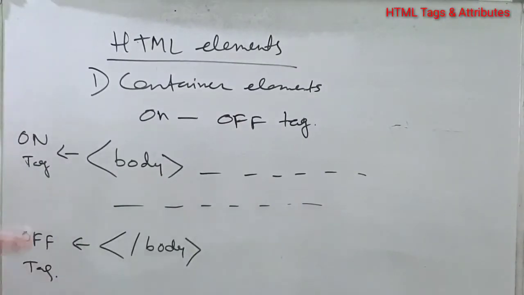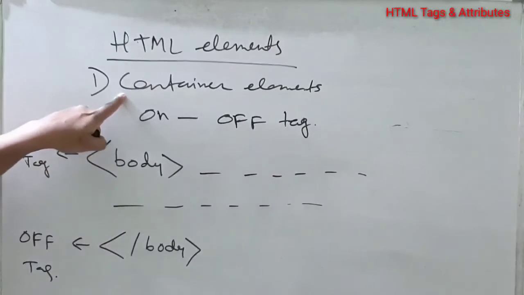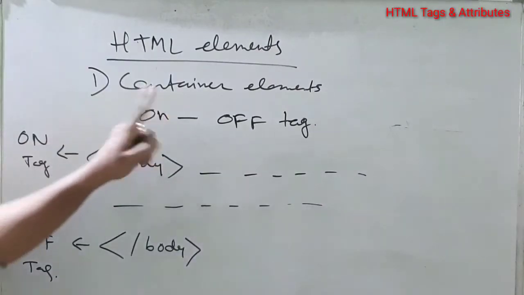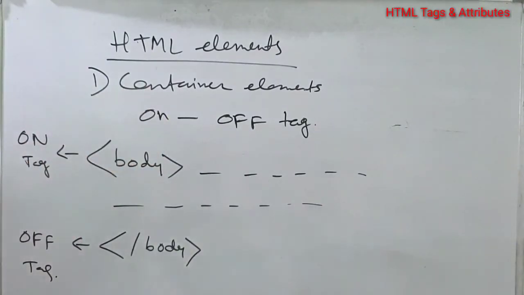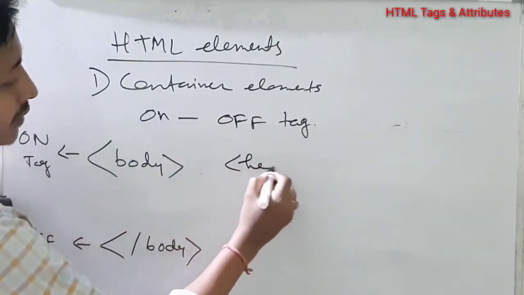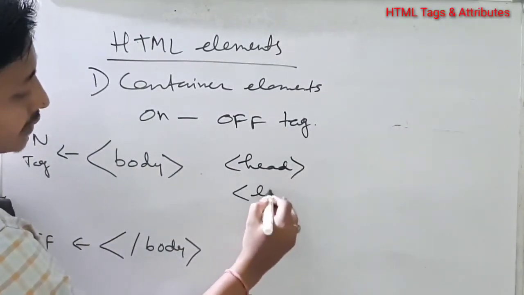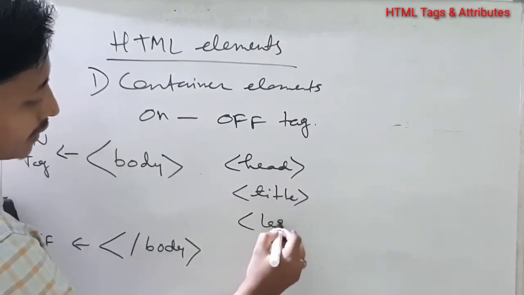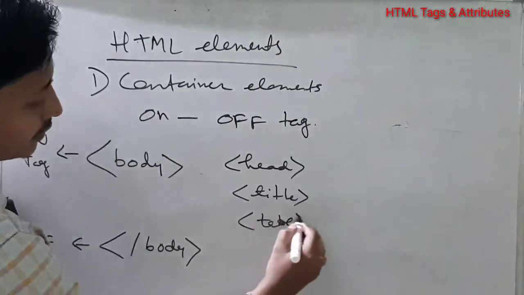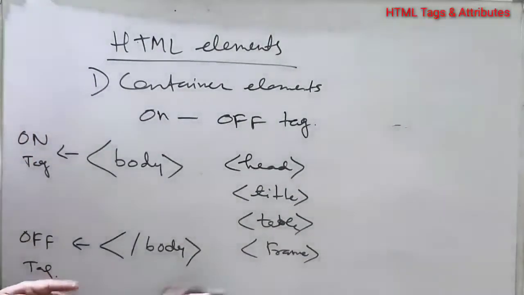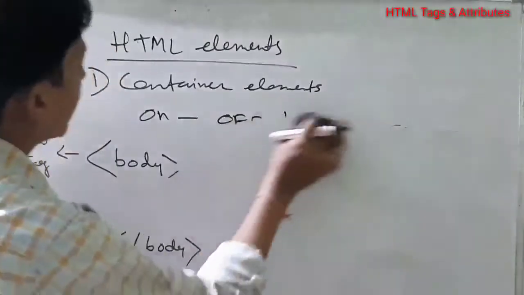So that's why the body tag is a container element, because here both on tag and off tag are available. There are so many container elements available: body tags, head tags, title tags, table tag, frame tag. So there are many tags available in container elements.